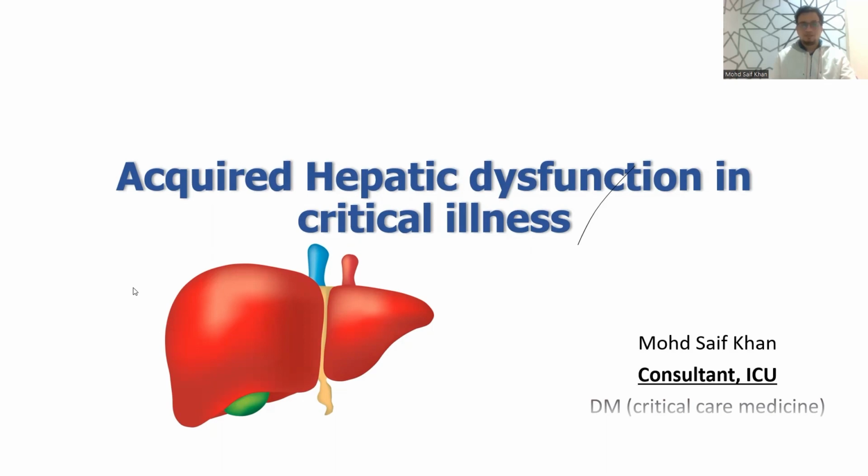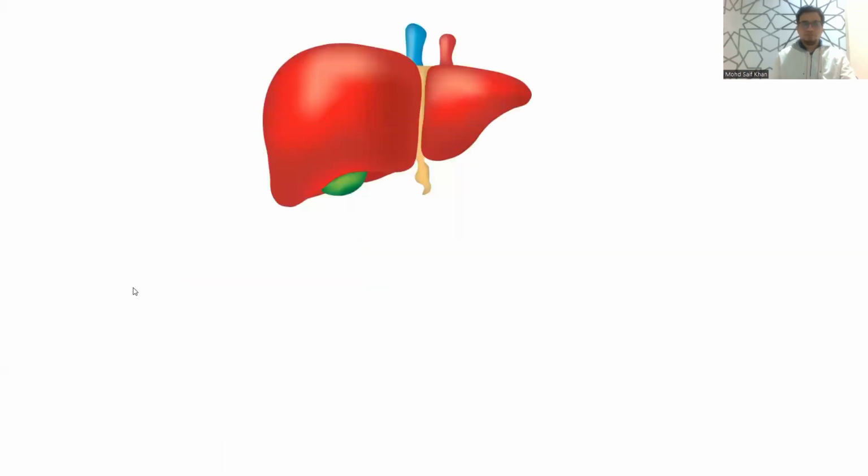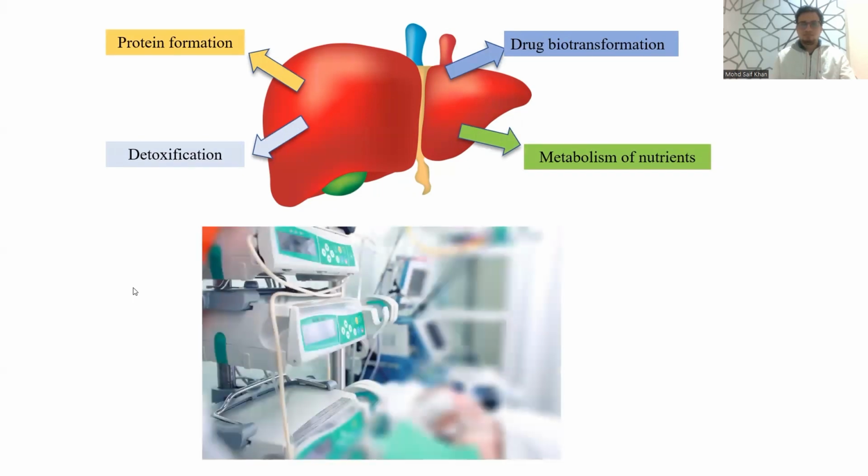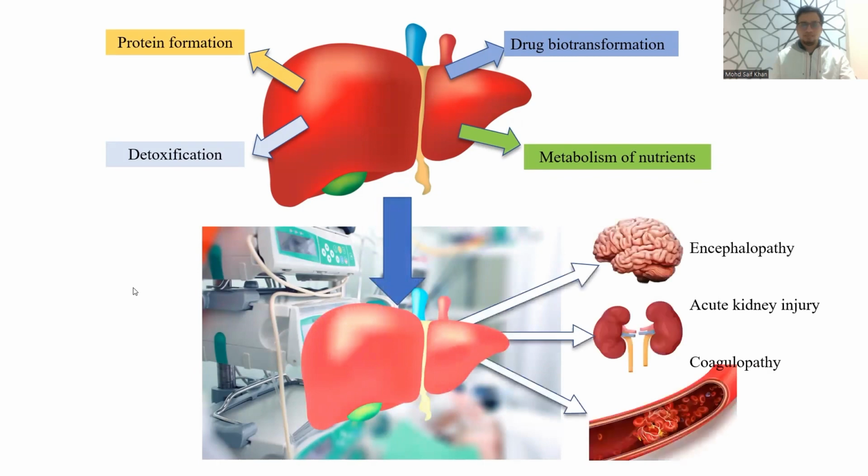Hepatic dysfunction or ICU jaundice is a frequent finding in critically ill patients, and the liver plays a key role in the synthesis of proteins, detoxification of toxins, drug biotransformation, and also the metabolism of nutrients. In patients with critical illness, hepatic functions are affected by various insults such as hypoxia, sepsis, medications, etc. And once liver functions are grossly deranged, the risk of systemic complications such as coagulopathy, encephalopathy, and acute kidney injury increases exponentially.